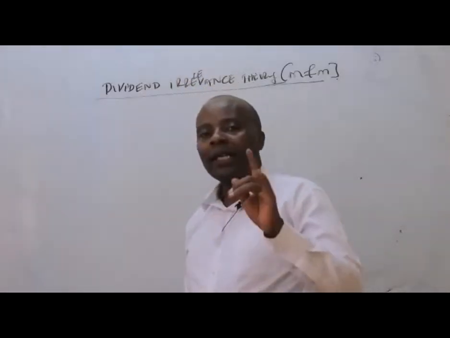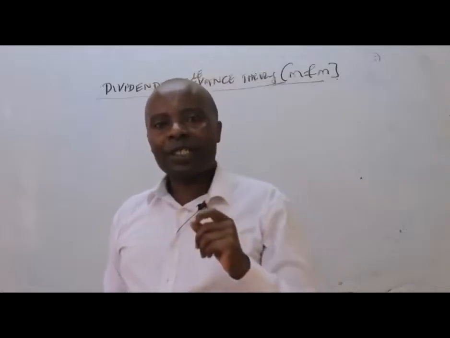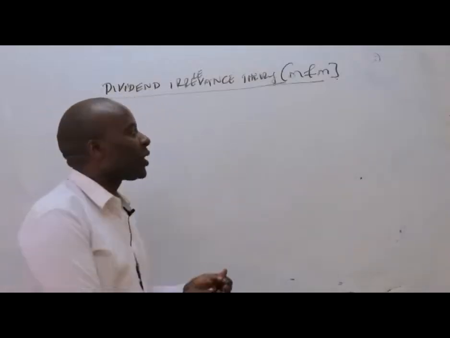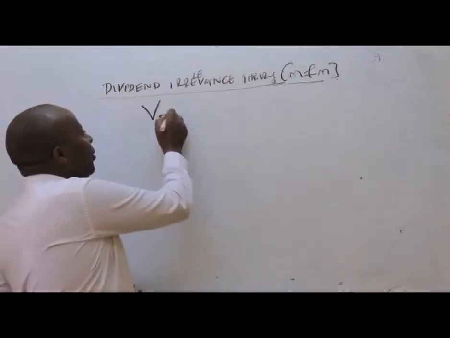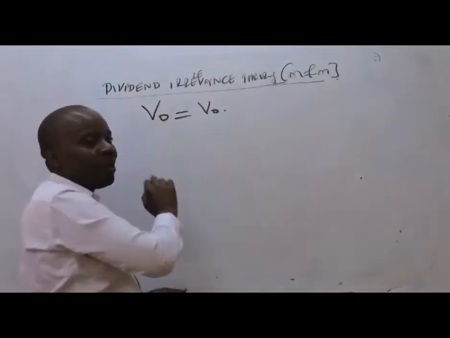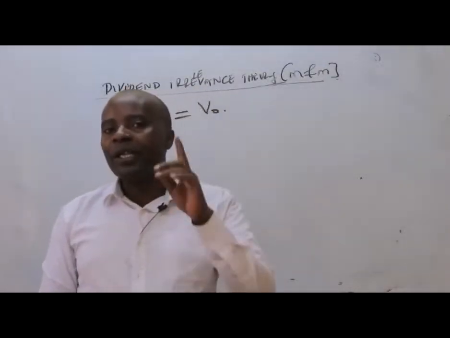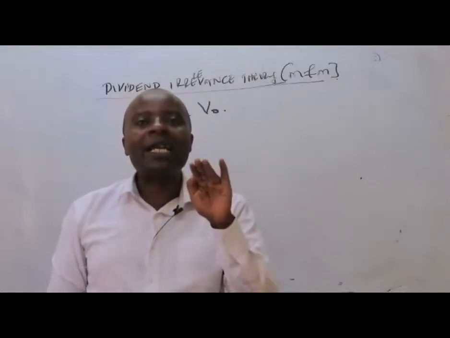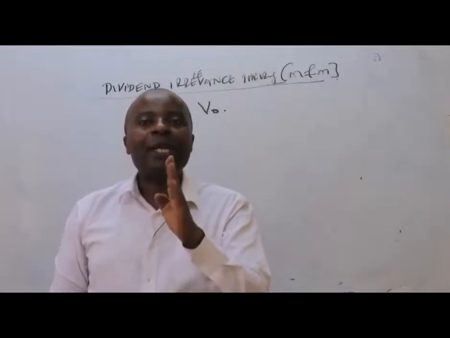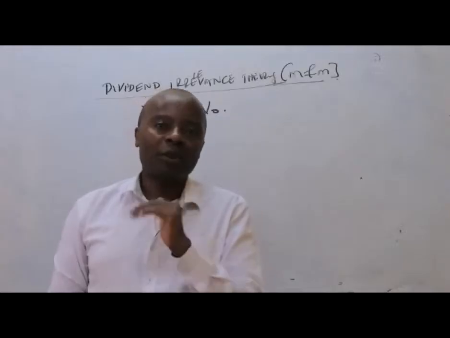So remember, under dividend irrelevance theory, whether you pay dividends or you don't pay dividends, the value of the firm will always be the same. So the concept here is that the current value of the firm, P0, is always the same regardless of whether you decide to pay dividends or you don't pay dividends. It's called the dividend irrelevance theory.